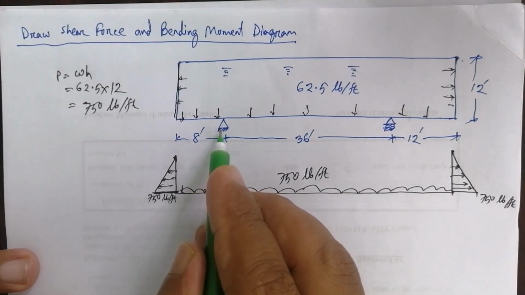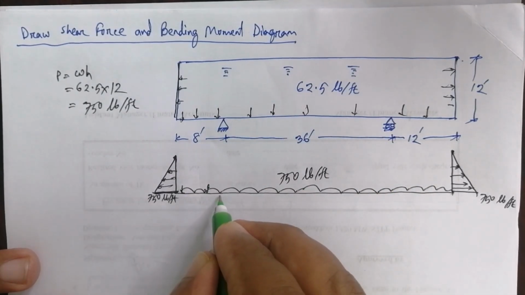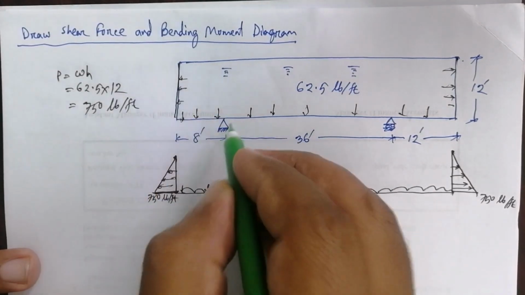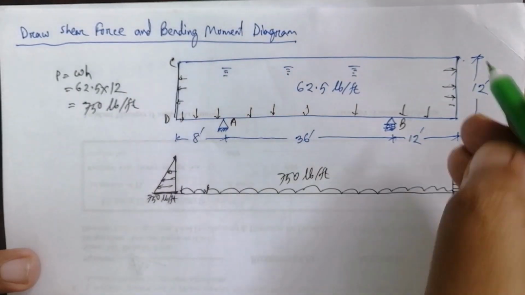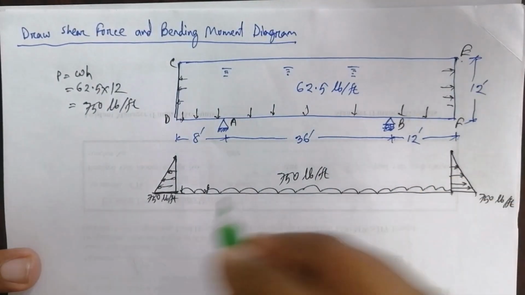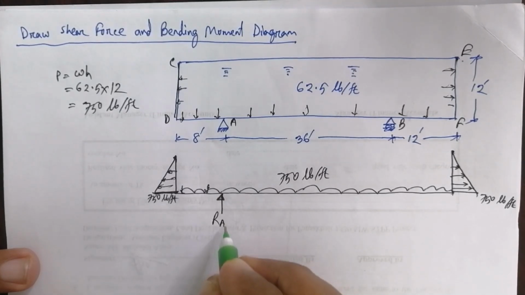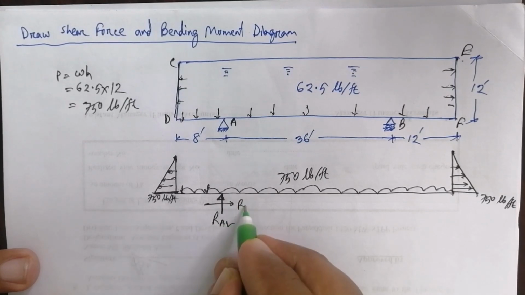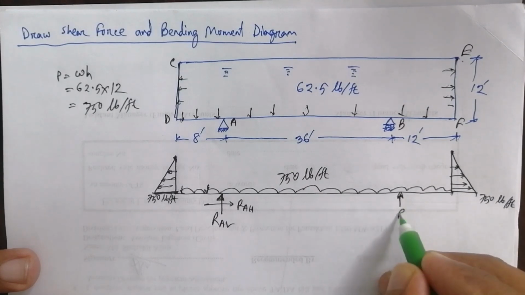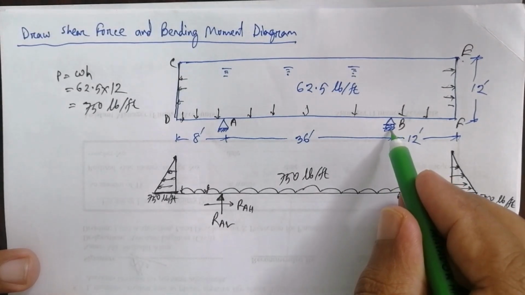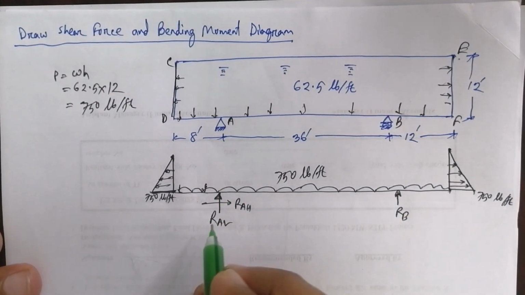And our hinge support and roller support. So these are the reactions. If we denote the points, this is point A, this is point B, this is point C, D and E, F. So at point A, reaction RA vertical and RA horizontal, because this is a hinge support, and here RB, one reaction, this is a roller support. Now we can calculate the reactions.